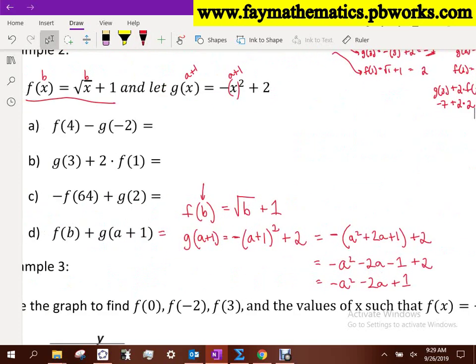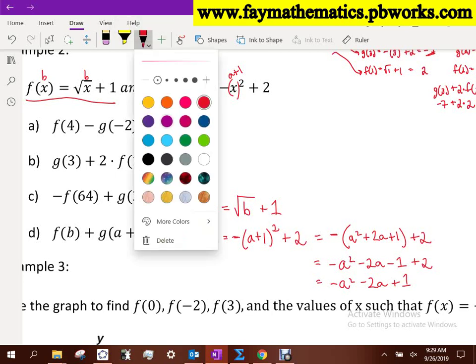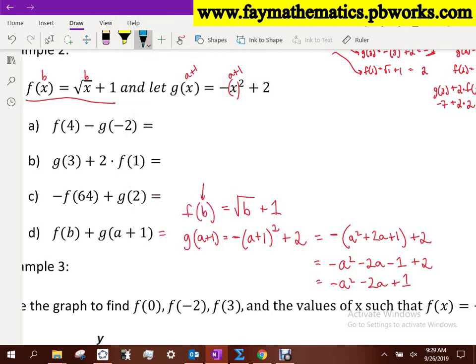Okay, so now I've got f of b and g of a plus 1. And now I'm going to merge those together. So f of b plus g of a plus 1 is going to look like radical b plus 1 minus a squared minus 2a plus 1.